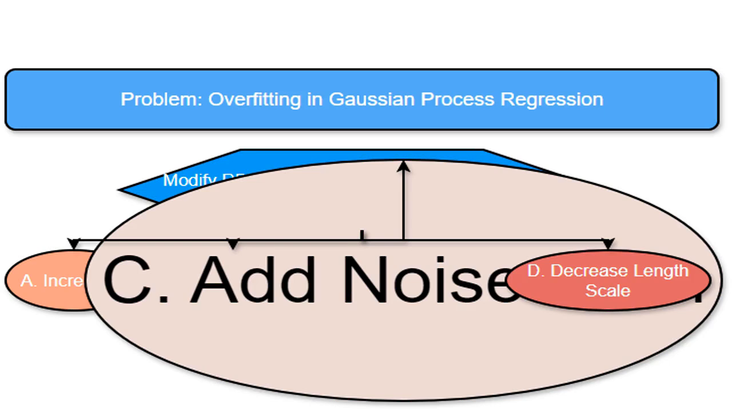This is a regularization technique. Adding a small amount of noise forces the model to be less confident in its predictions and prevents it from overfitting to the training data. This is another great option.